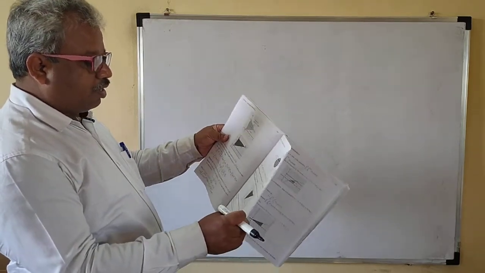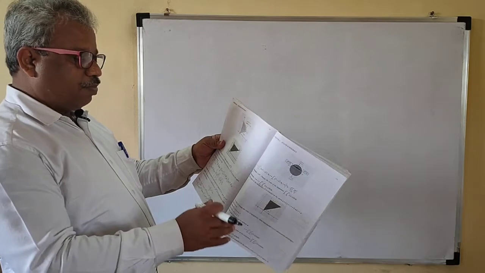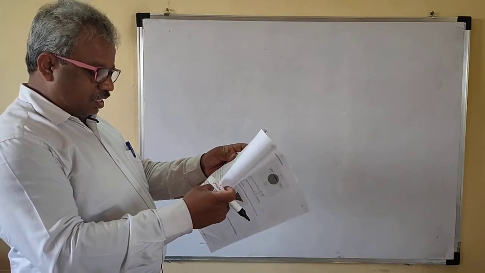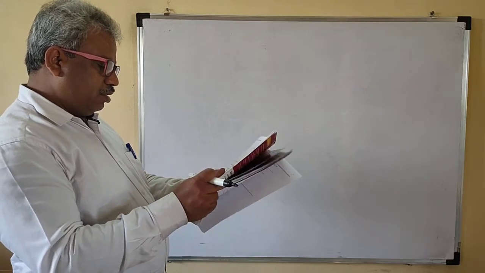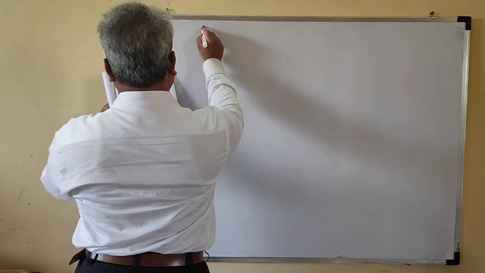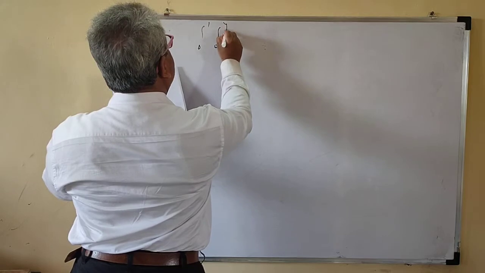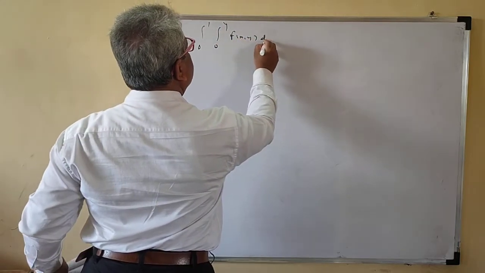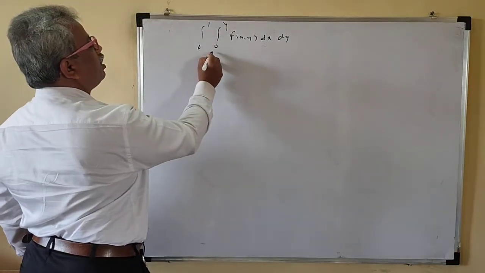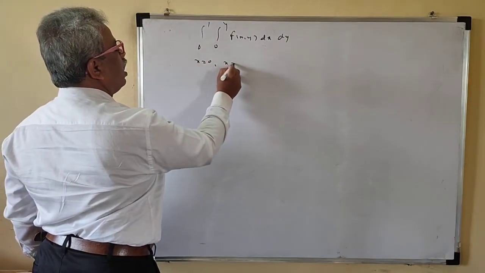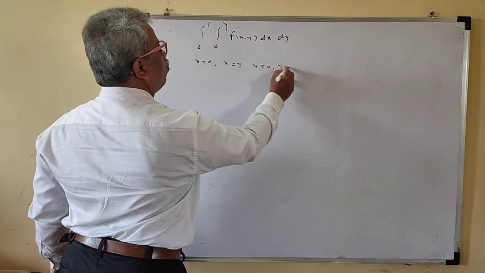It is very difficult to solve problems on the general region, so it will not be asked in MCQ, and we will not revise that. Suppose we have to change the order of integration: 0 to 1, 0 to y, f of xy dx dy. These are the limits of x, and y goes from 0 to 1.